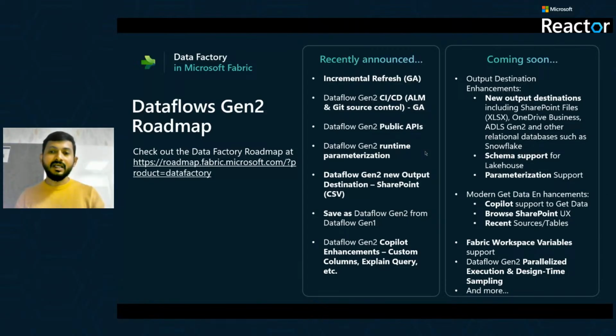The modern get data experience is going through even more changes as well. Adding Copilot support to get data, browsing SharePoint folders, having a recent tab for your sources and tables that you've used recently, enabling support for workspace variables, and the parallelized execution and data sampling, design time sampling, is something that we are planning to work on.